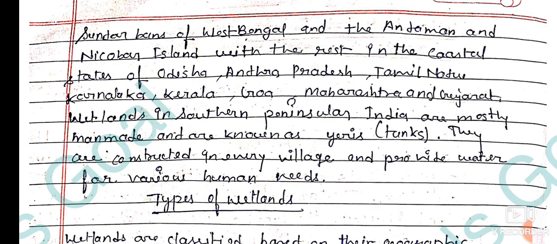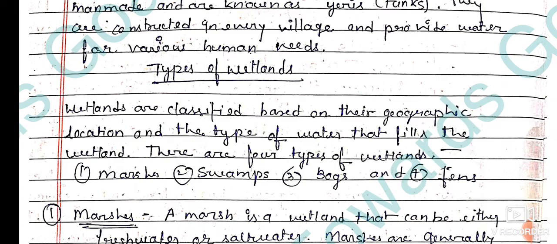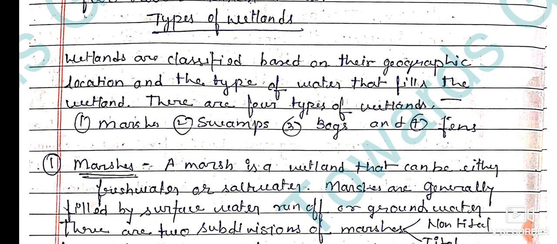So basically जो सदर्न जो कोस्टल रीजन है वहाँ पे इंडिया के बहुत सारे ऐसे जो वेटलैंड्स हैं मैन मेड हैं, जिसको येरीस या टैंक कहा जाता है, जो कि एवरी विलेज में वाटर प्रोवाइड करते हैं फॉर ह्यूमन नीड्स. टाइप्स ऑफ वेटलैंड्स की बात करें तो वेटलैंड्स आर क्लासिफाइड बेस्ड ऑन देयर जियोग्राफिक लोकेशन एंड देयर टाइप्स ऑफ वाटर दैट फील्स.